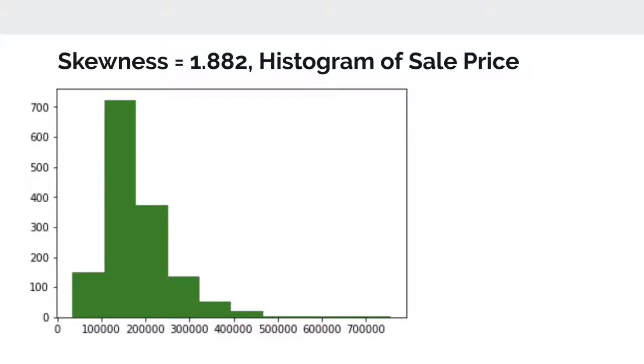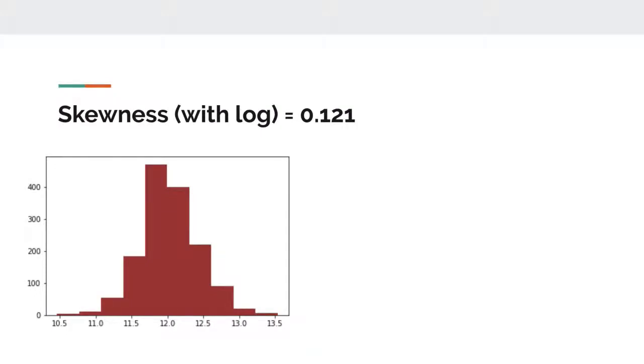On the next histogram, we decided to log it to have a more equal distribution. So I logged the prices of the sales. We got a value of 0.121, which is close to zero, and it's more of an equal distribution. This will help us in our modeling in the future, because we want it to be normalized as much as possible.